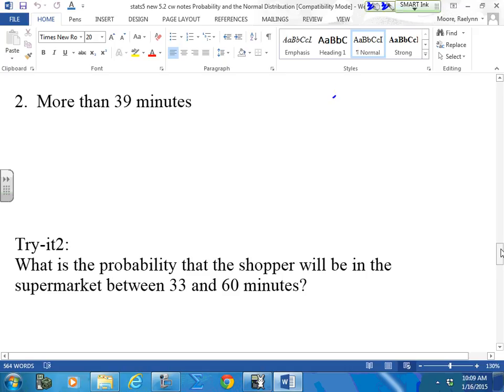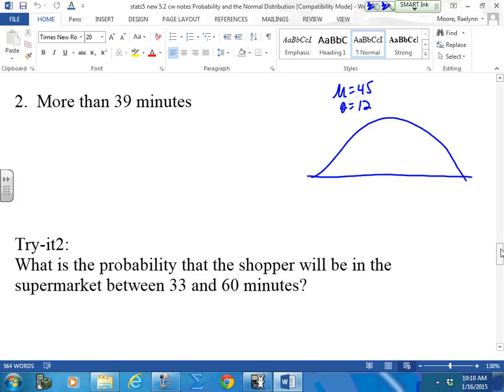Okay, we've got the same thing, 45 and 12. Unfortunately, I'm going to have to make my curve all over. It's the same curve.